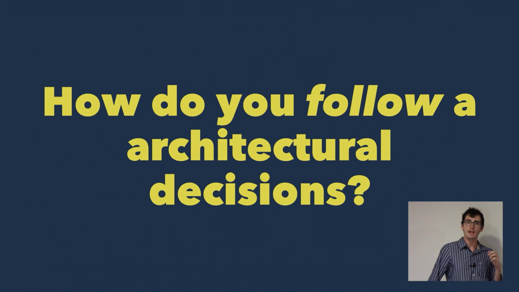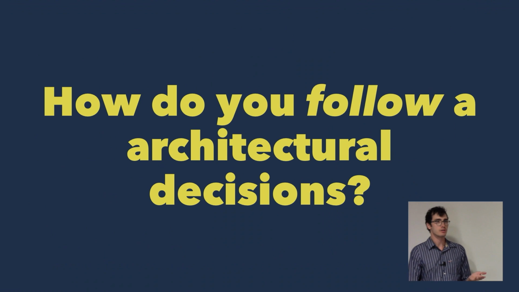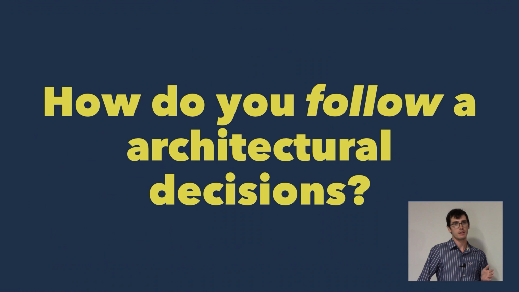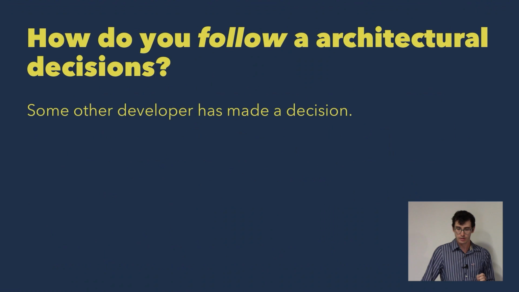And then the last question is, how do you follow architectural decisions? By this I mean, how do you figure out what decisions have been made before you and why they were made? RFCs are really kind of bad for this because they don't actually tell you what the end decision was. You have to look at the RFC and see what was proposed, and then look at the code and figure out what actually got implemented, and then maybe you can understand from that what the architectural decision was.